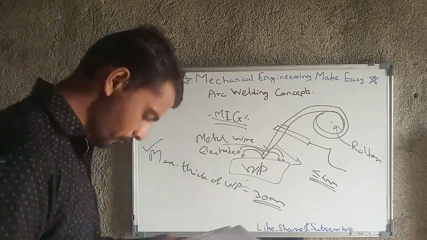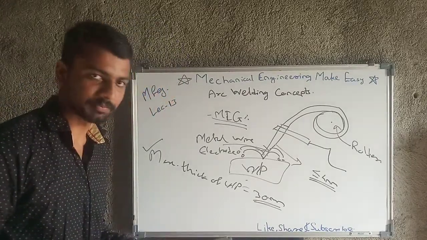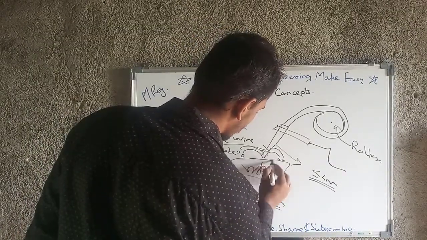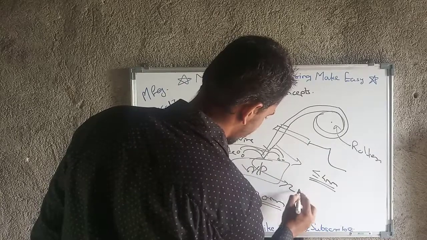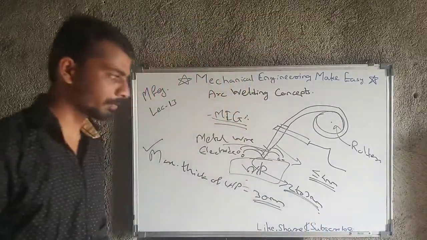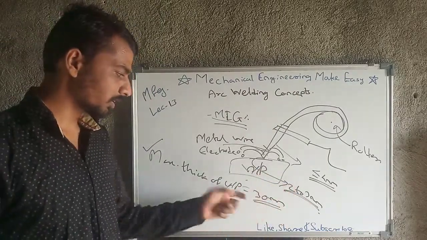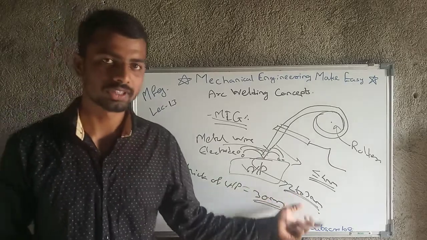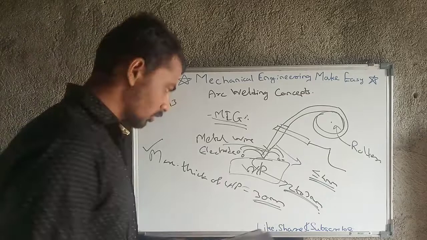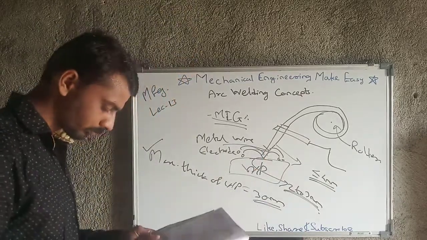Then we will move to the next: the gap between electrode and workpiece will be 2 to 3 mm. Here there will be some gap, and that gap will be 2 to 3 mm. This is also an important parameter, and the values I am telling you while delivering the lecture, you should note down, because these values are very important. That's why I have taken them into discussion. So the gap between electrode and workpiece will be 2 to 3 mm.